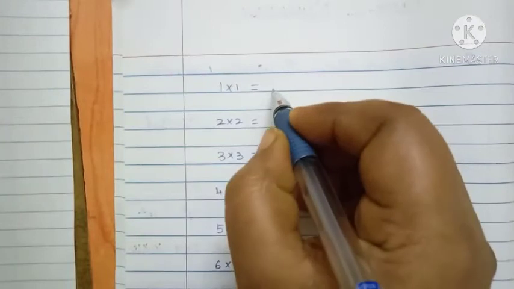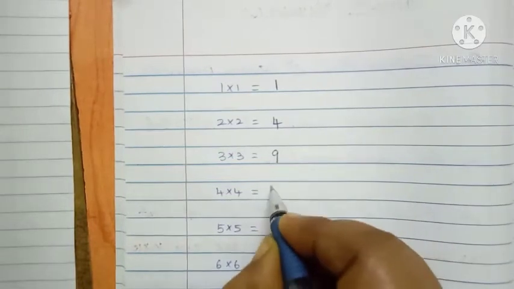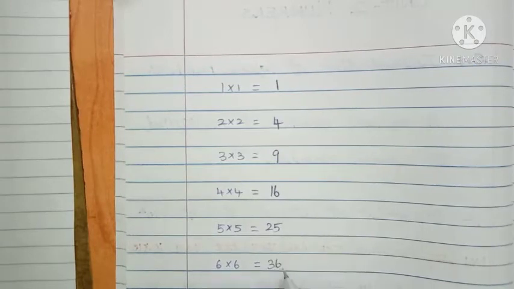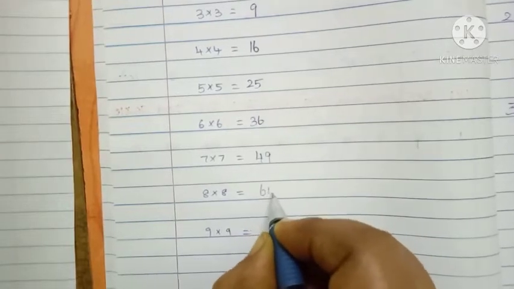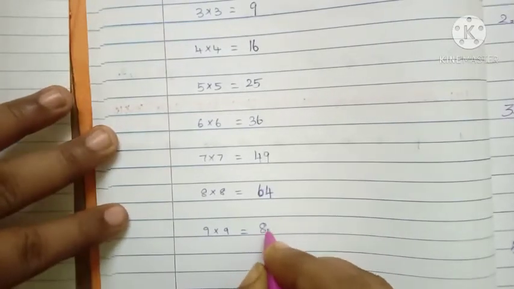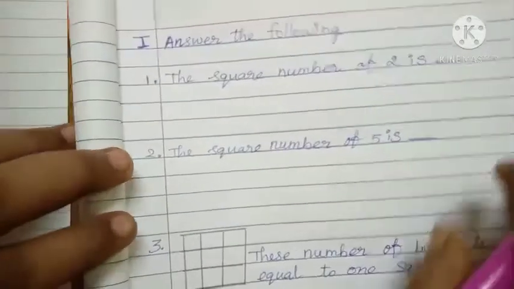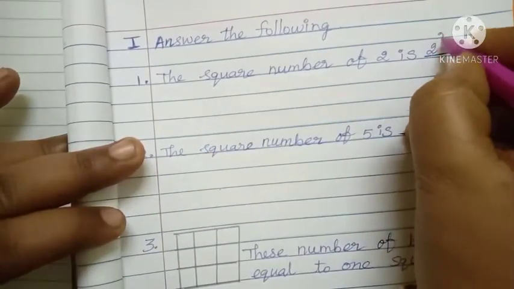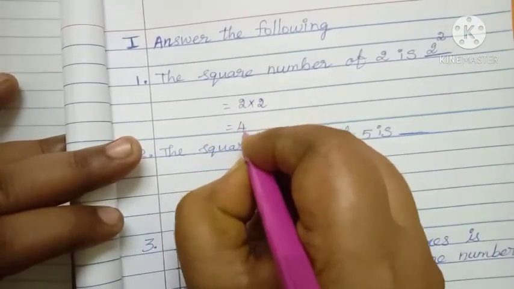Once again say the table, children. 1 one is 1. 2 twos are 4. 3 threes are 9. 4 fours are 16. 5 fives are 25. 6 sixes are 36. 7 sevens are 49. 8 eights are 64. 9 nines are 81. 10 tens are 100. The square number of 2 is written the way for 2 power 2. So you write now 2 multiplied by 2 equal to 4.